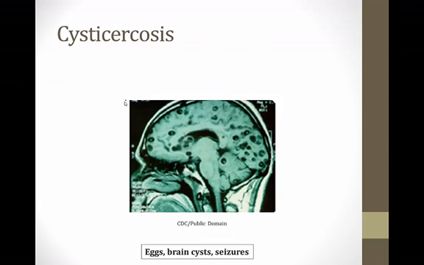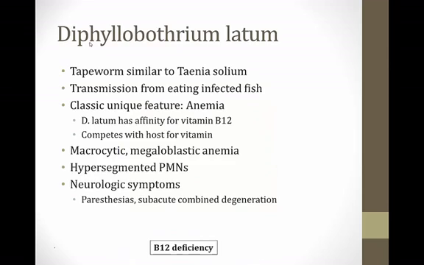And this is a fairly classic MRI image of someone who has neurocysticercosis. You can see lots of these black circles. Those are cysts in the brain. And this person is going to present with seizures. So the key words to remember here are eggs, brain cysts, and seizures. And that will help you remember cysticercosis. And it's also important to spend a few minutes making sure you understand the difference between cysticercosis and teniasis, even though they're both caused by the same helminth.